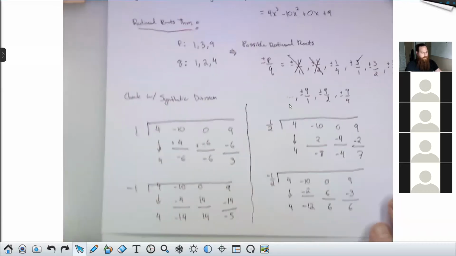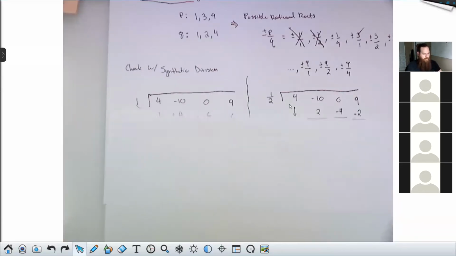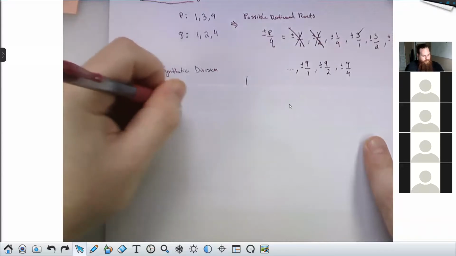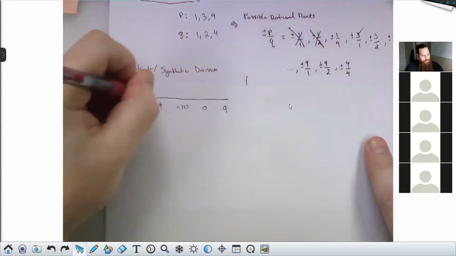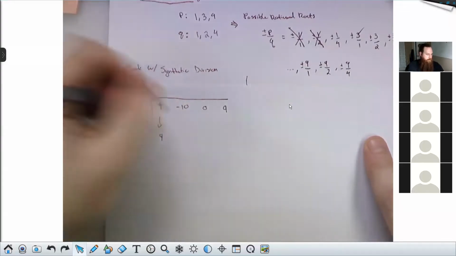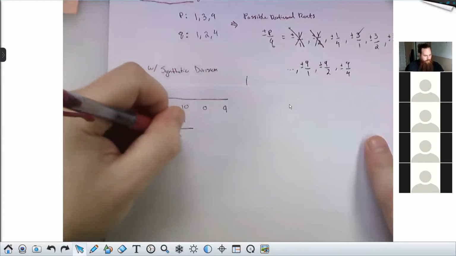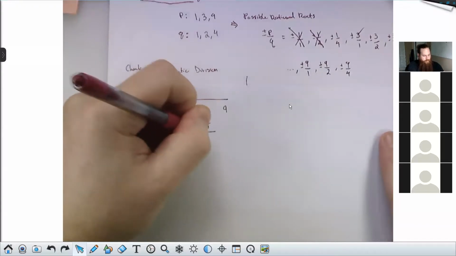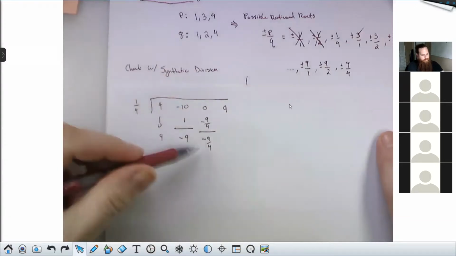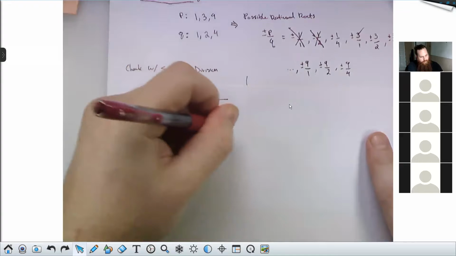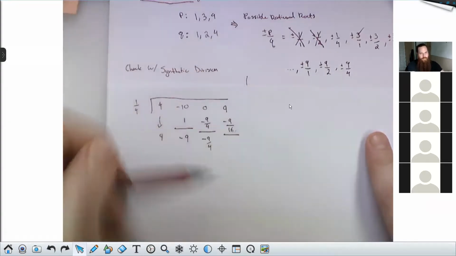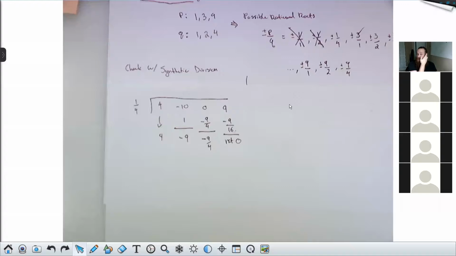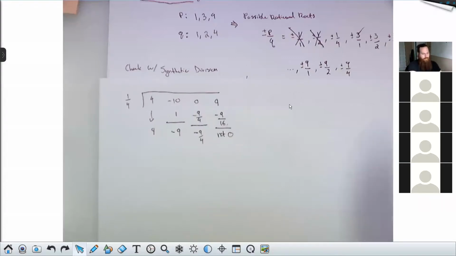So my next move would be to check the 1/4. Same sort of game. 1/4, 4, -10, 0, and 9. Bring it down, multiply by 1/4, that's 1. -10 plus 1 is -9, times 1/4 is -9/4. 0 plus -9/4 is -9/4. -9/4 times 1/4 is -9/16. +9 minus 9/16 is definitely not 0. And I'm not even going to bother calculating it because I know it's not 0. And that's really all I care about. So I know +1/4 doesn't work.